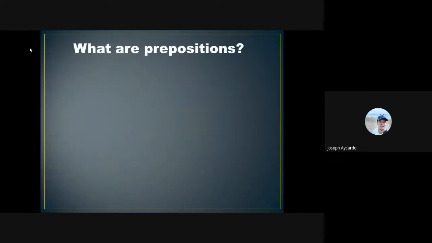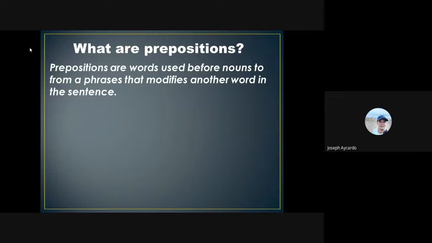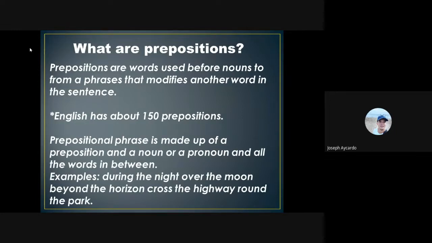So what are prepositions? Prepositions are words used before nouns to modify another word in the sentence. Again, children, a prepositional phrase is a type of preposition, a noun or a pronoun, and all the words in between. Did you understand, children? Okay, very good. Examples: during the night, over the moon, beyond the horizon, across the highway, round the park. Okay, nice work, children.